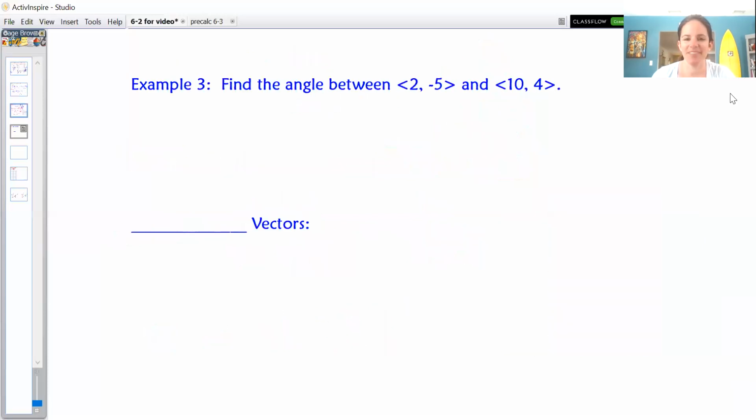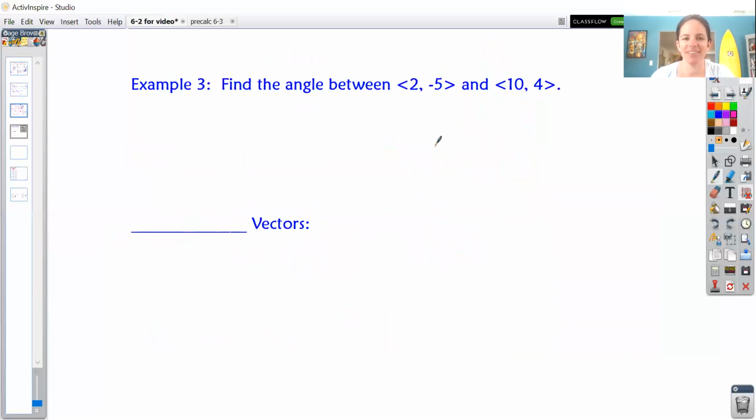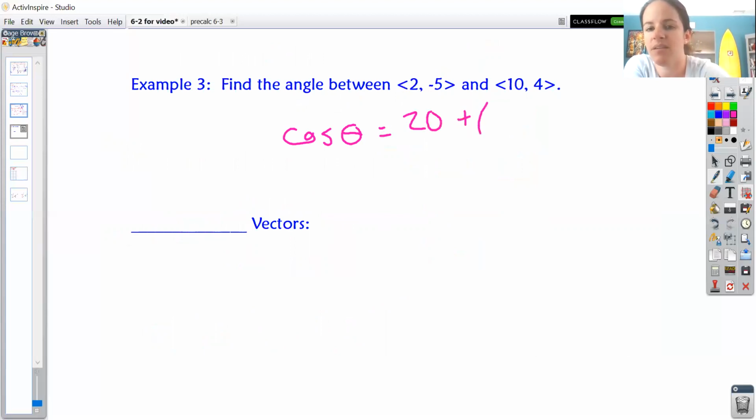Here's another example for you. Find the angle in between those two vectors. Pause the screen and do that. 3, 2, 1. All right, so hopefully you started off by saying cosine theta equals u dot v. So that would be 2 times 10 plus negative 5 times 4, which is also 20, but negative. And you'd get that that's 0 over something.